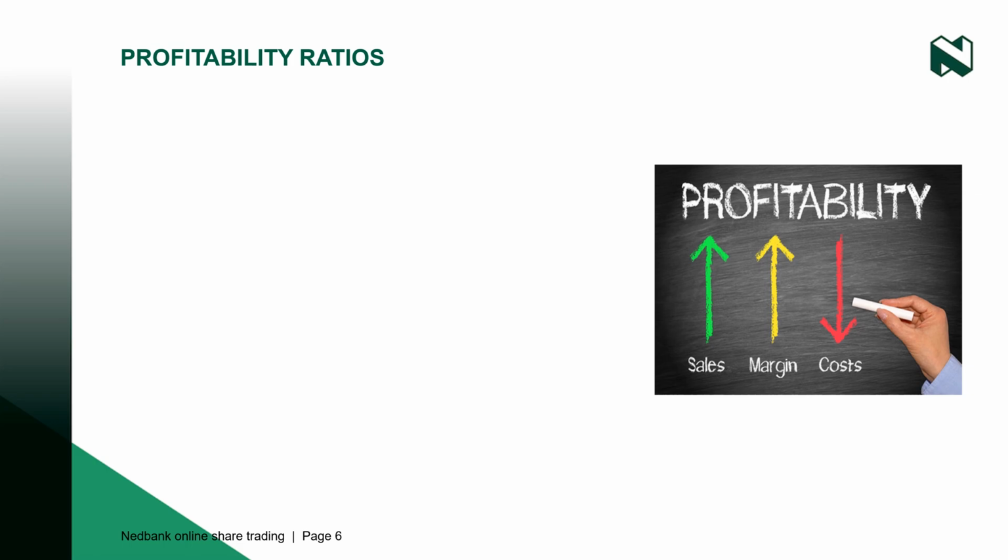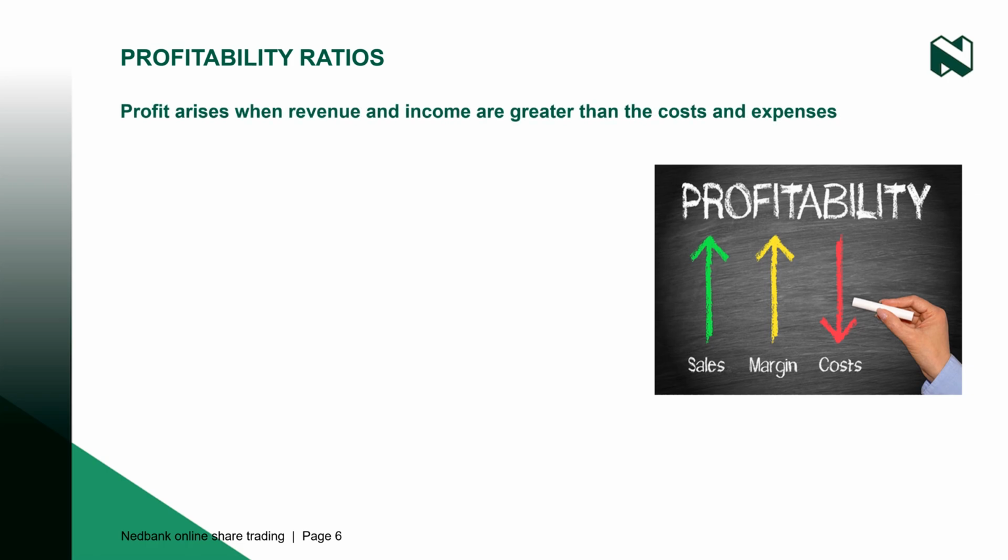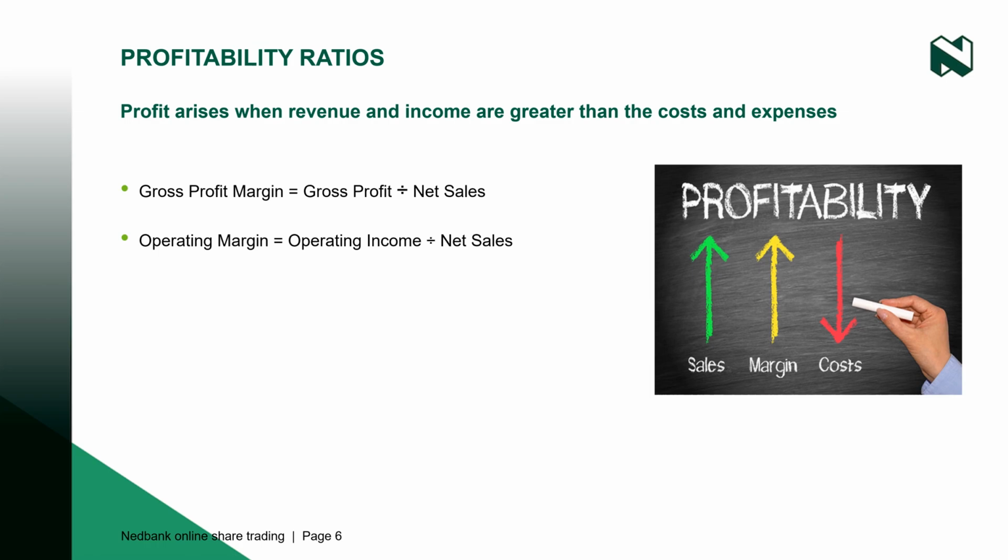First up is profitability ratios. Profit arises when revenue and income are greater than the costs and expenses. Therefore, these ratios indicate how well the company manages its expenses and how much profit it generates from the given level of revenue. There are various ratios that fall under this umbrella. Gross profit margin, which equals gross profit divided by net sales. Operating margin, which equals operating income divided by net sales. Net profit margin, which equals net profit divided by net sales.